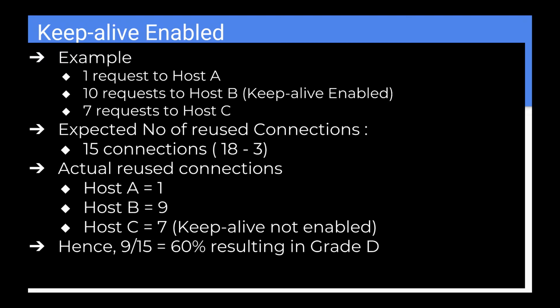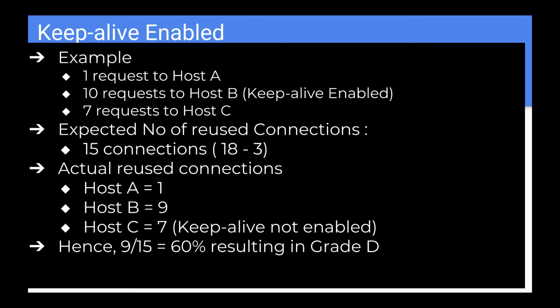So host A is interacted with only once, so that's 1 single connection. Host B is interacted with 10 times, so 10 minus 1 initial connection results in 9 connections, and host C, 7 requests minus 1, should be 6. But in this case, host C has not enabled Keep Alive, so it will still be 7 requests.